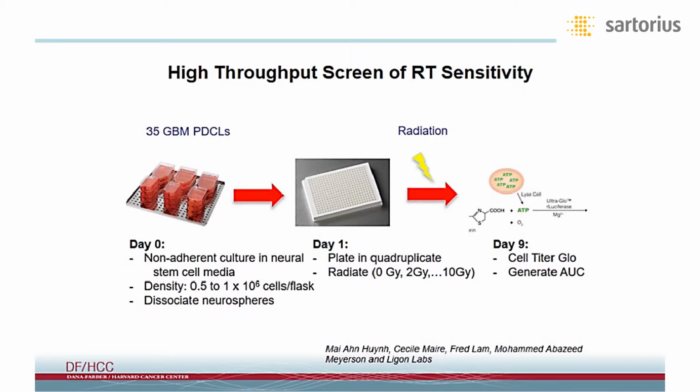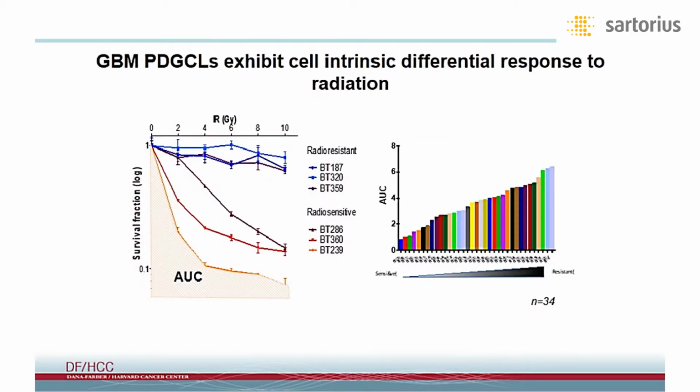Cecile Mir, Mayan Hun, and others in my laboratory conducted a screen, therefore, at the Broad of 35 GBM 3D spheroid models, applying radiation in different doses, and then assessing by CellTiter-Glo the effects of these on the cells in order to see what the intrinsic resistance or sensitivity might be.